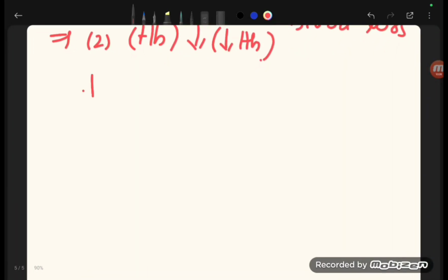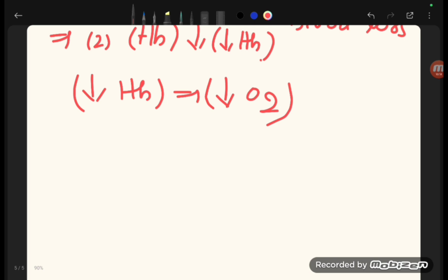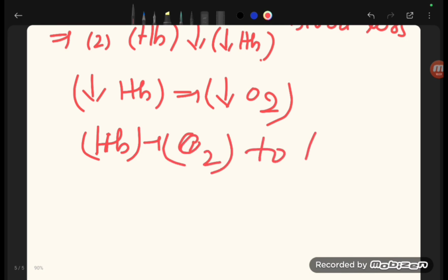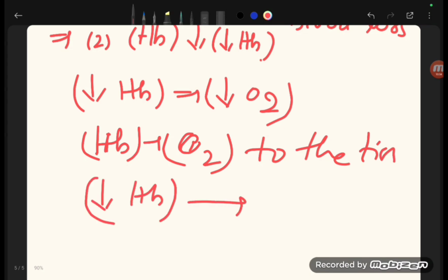How does decreased hemoglobin cause less oxygen supply? As we all know, hemoglobin carries oxygen to the tissue. So if there is a decrease in hemoglobin, it will cause decreased oxygen supply. So anemic hypoxia causes cell death.